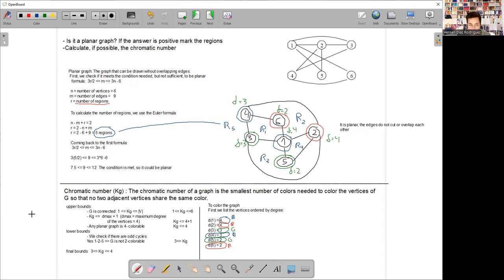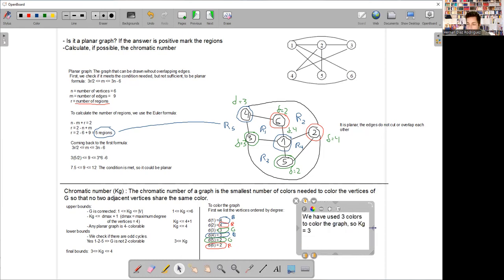Okay, so this is the algorithm, and as you can see, we have used 3 colors to color the graph, right? So the chromatic number is 3, right? And this is the final answer to this exercise.